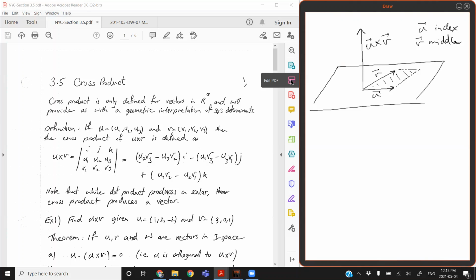Now, you can also have a vector that is orthogonal to both u and v in the other direction of the same length. So this vector here would be v cross u. So now you can try this. What happens if you put your index finger along v and your middle finger along u? So the middle finger along u, then your thumb will point down.